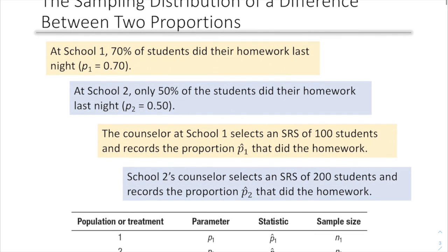So, defining our parameters has always been very important, but now we have subscripts. Okay, we have two groups, so we can distinguish them between a 1 and a 2. Or you can use letters if it makes more sense. Here we have school 1 and school 2, so it's easy to do P1 and P2. So we're talking about homework that is turned in last week or last night. School 1 has 70% of its students turning in their homework. School 2 is 50%. So counselors decide to do a sample and see if there truly is a difference in the proportion of students turning in their homework. So school 1 has a sample of 100 and school 2 has a sample of 200.